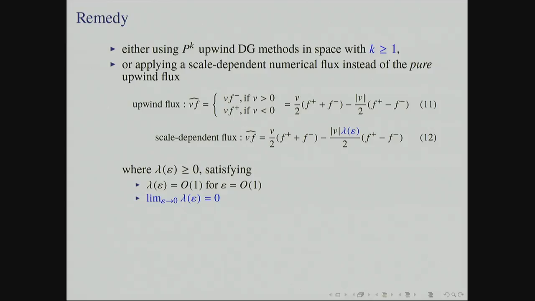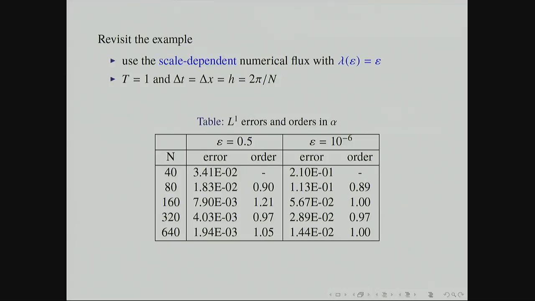Or you can say, instead of using a pure upwind flux, I can use a scale epsilon dependent flux. For instance, the upwind flux can be written as a central flux plus a stabilizing term involving the jump. If I put a weight here that depends on epsilon, particularly so that it approaches zero when epsilon approaches zero, I get a smooth transition from upwind to central. It turns out that will work. For instance, I rerun the example with the scale dependent weight in front of the jump, and regardless of my epsilon, I see first order accuracy.